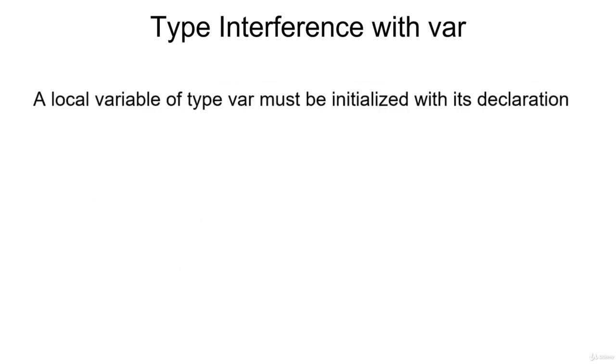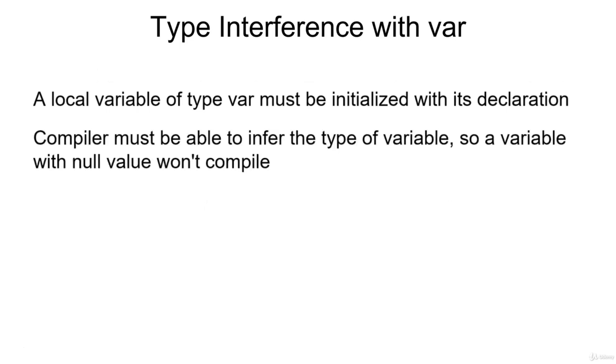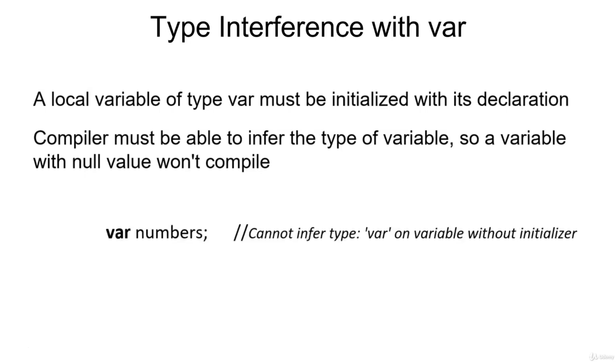A local variable of type var must be initialized with its declaration. The compiler must be able to infer the type of the variable, so a variable with a null value won't compile. In this case, you must initialize the variable first, because if you don't, the compiler won't be able to infer what type of variable this is. So you will get a compiler error.